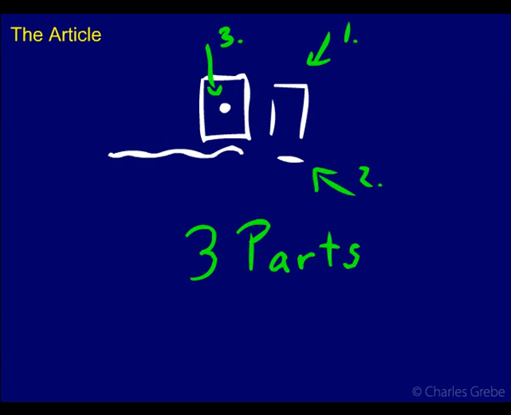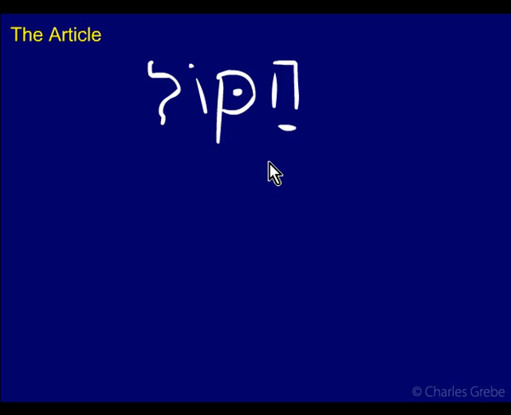Now let's take a look at a couple of examples. Let's do kol. Kol means voice. So that's kol without the article. If we add the article, there's 3 parts to it. So we have our hey, we have our patach, and we have our dagesh forte. So 1, 2, 3. This means the voice. Without it, it would have been voice or a voice.